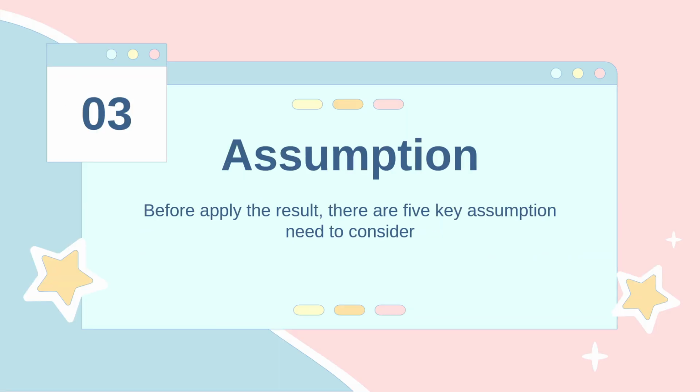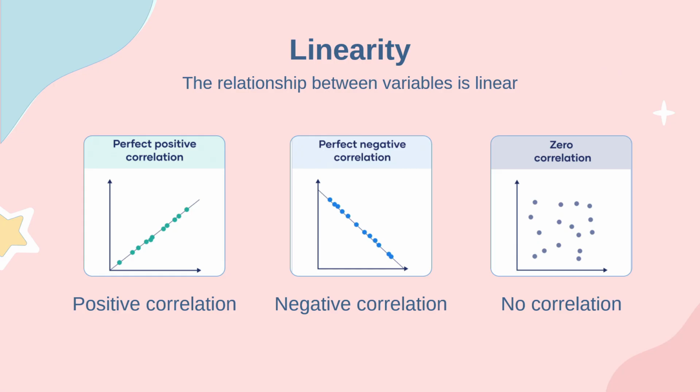So now I will check the assumptions. The first one is linearity. Linearity shows that the relationship between the independent variables and the dependent variable should be linear or approximately linear.